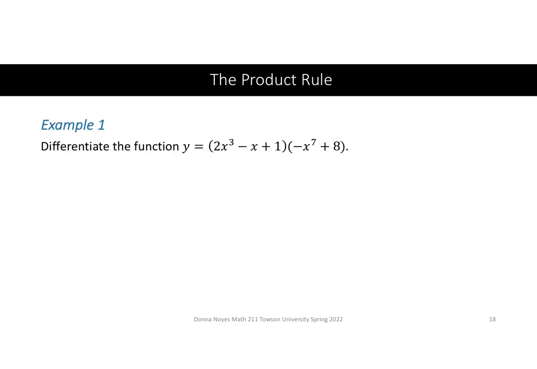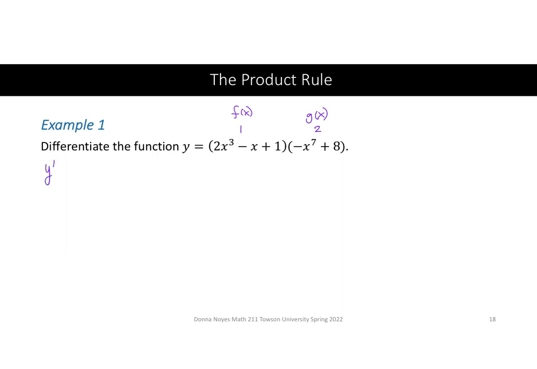So for example, we have the function y equals 2x cubed minus x plus 1, that quantity times negative x to the 7th plus 8. So how will we find the derivative in this case? Well, much like we did before, we're going to say the first and second functions, or you can think of this one as f of x and this one as g of x, and it's a product of two functions.